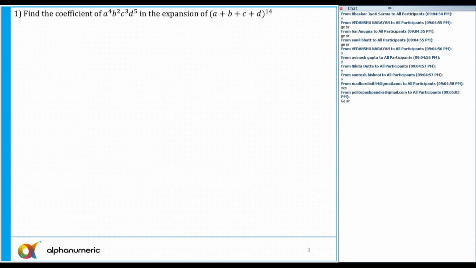I need to find out the coefficient of a raised to power 4, b square, c cube, d raised to power 5 in the expansion of (a + b + c + d) raised to power 14. So, what is the coefficient of this? Before I move to the coefficient, can anyone tell me what is the coefficient of this?